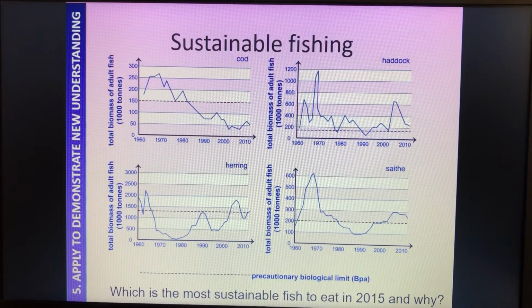But for now, let's look at these graphs then. So which is the most sustainable fish to eat in 2015 and why? You've got to have a thinking time on this one, okay, and start writing down which one you think it might be, or maybe which 2 might it be, and why.